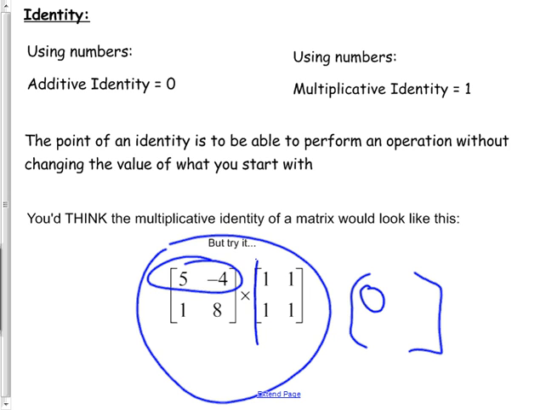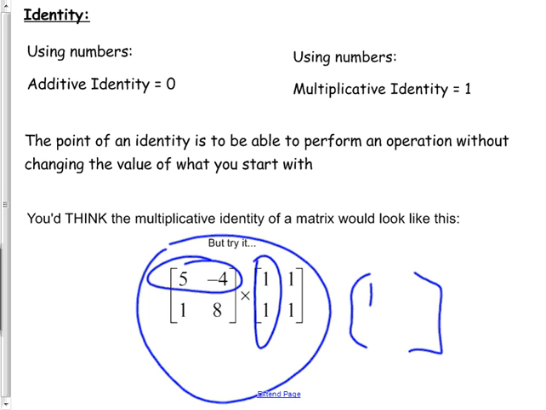Here's row 1, here's column 1, and you get 5, and then you get negative 4 times 1 is negative 4, and 5 plus negative 4 is 1. The right answer for that spot right there is 1. That's not what I wanted. I wanted it to bring the 5 back. Can anybody smart enough to, without looking ahead, know what the right identity is?